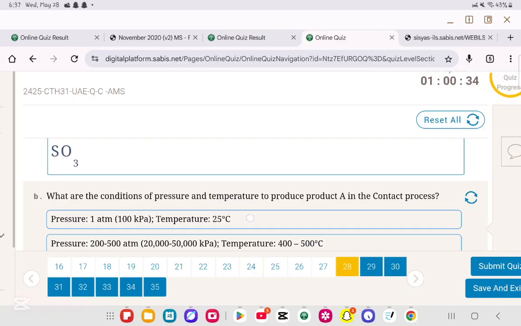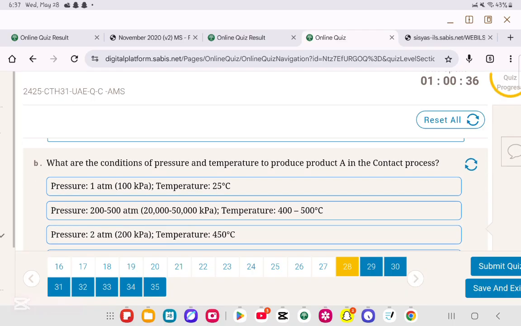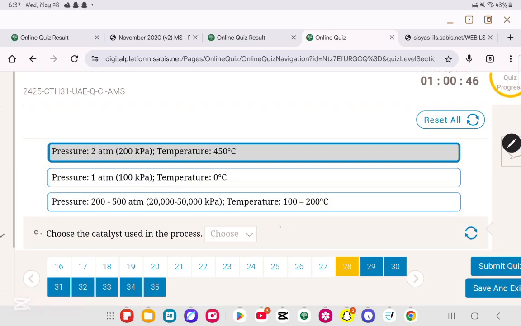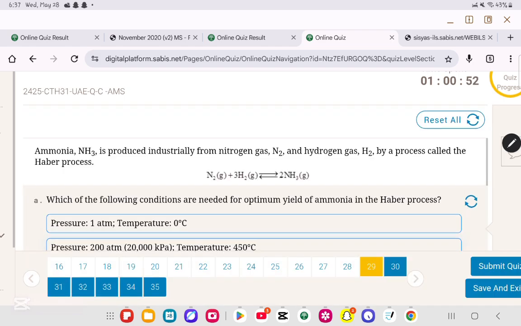It will produce sulfur trioxide, or SO3. Now, what are the conditions of pressure and temperature to produce product A? Very simply, it is a pressure of 2 atmospheres, 200 kilopascal, and a temperature of 450 degrees. Now, the catalyst used in this process is vanadium(V) oxide. You guys should have it memorized by now based on how many times we did this.